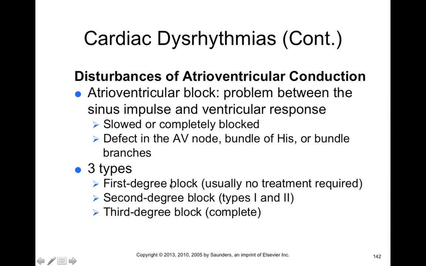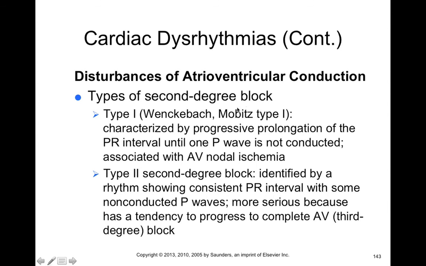So first degree block, remember, is just a delay between the P and Q intervals. But we're going to start out talking about the second degree blocks. So type 1 and type 2. With a type 1 second degree block, what we find is a progressive prolongation of the PR interval, and one P wave is not conducted. If at least one P wave is not conducted, and there's this progressive increase in the PR interval, we consider this a type 1 second degree block. Type 2 second degree block is where you have a consistent PR interval, but with several non-conducted P waves. And this is more serious because it has a tendency to progress to complete block.